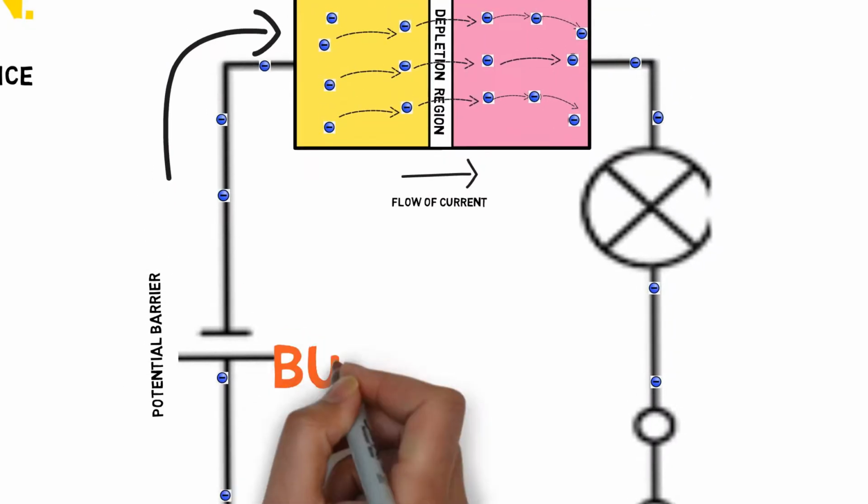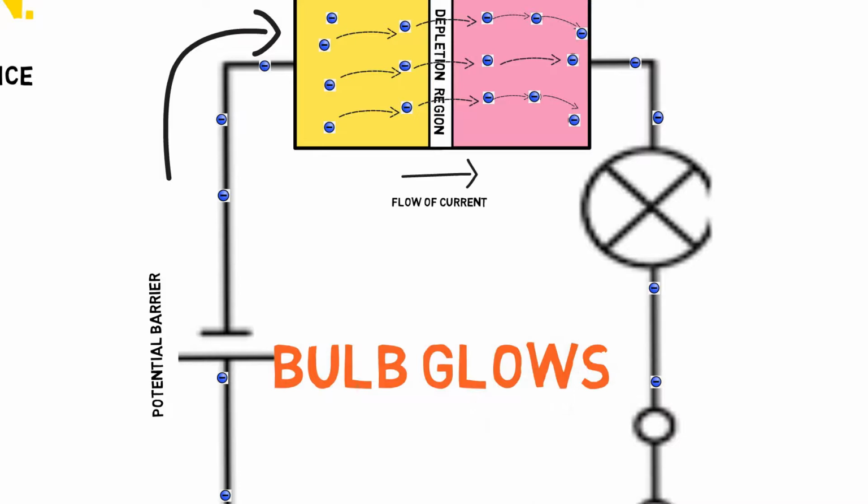By placing a bulb in the circuit, it glows. We successfully made a circuit by using a diode and made the bulb glow. This connection is known as forward bias since there is electron flow.